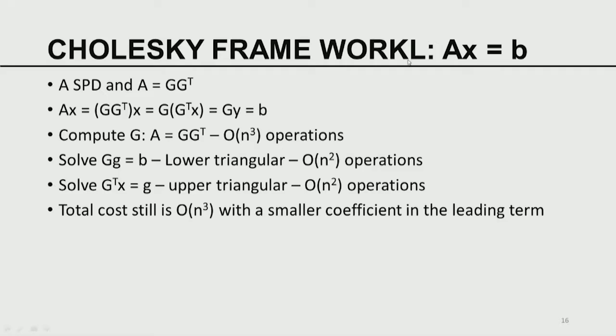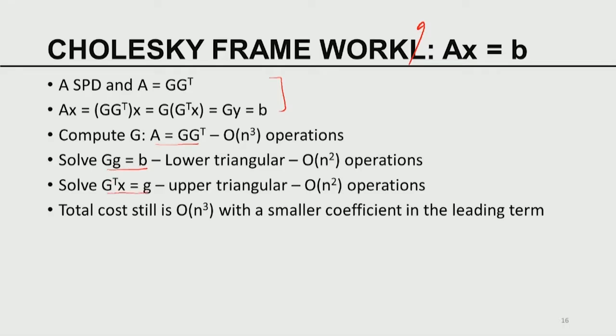This is the framework. So let A be an SPD matrix, A is equal to GG transpose, AX is equal to GG transpose X, G times G transpose X. I am going to call G transpose X as Y, so GY is equal to B. So given this framework, I have a 3-step algorithm: compute G, then solve the lower triangular system GY is equal to B, and then solve an upper triangular system G transpose X is equal to Y.